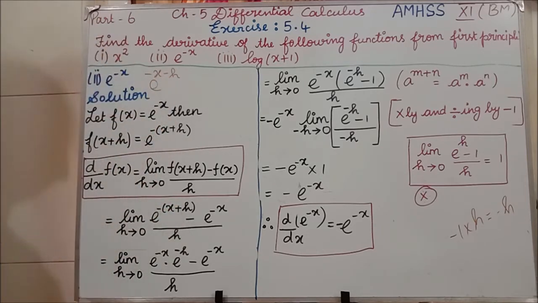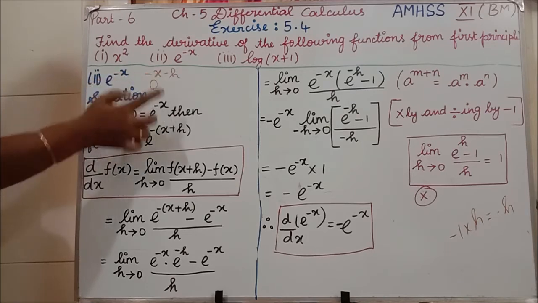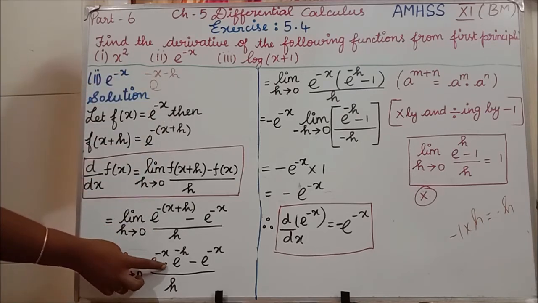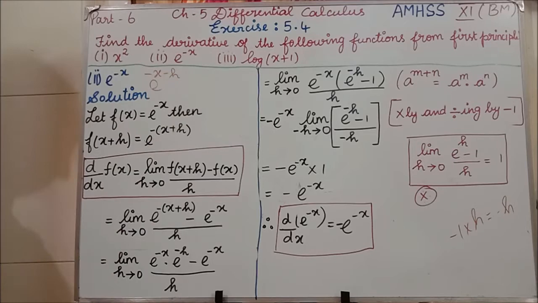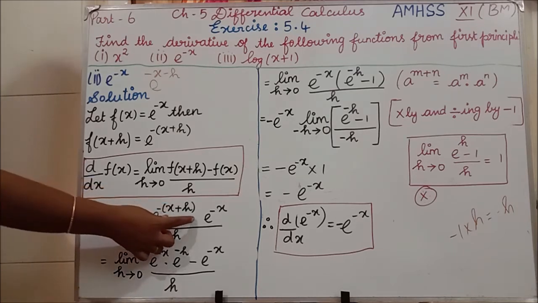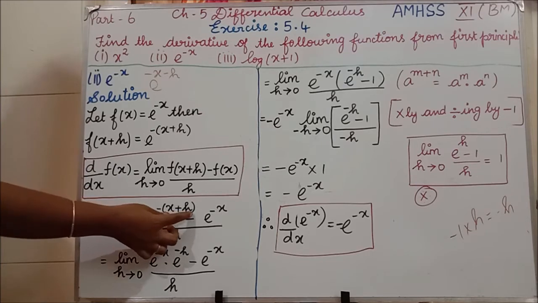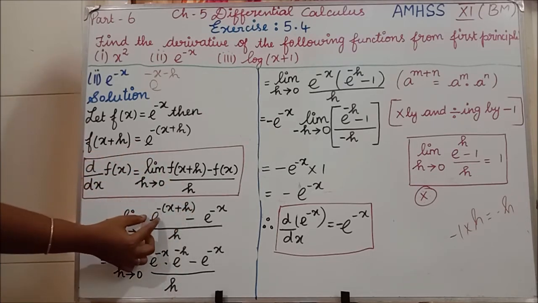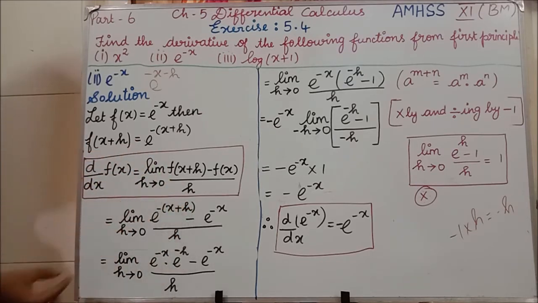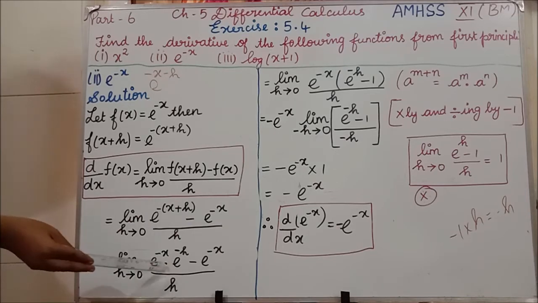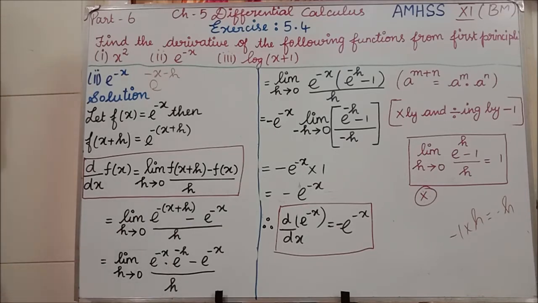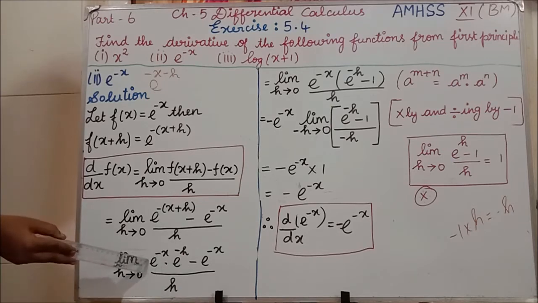The next step, how can we write? e power minus x, see I have written dot e power minus h, minus e power minus x. Clear how I have expanded? If we have the same base and two terms in the expression, then applying that, each term's powers get multiplied in between. Clear? Divided by h. Here also e power minus x, here also e power minus x.